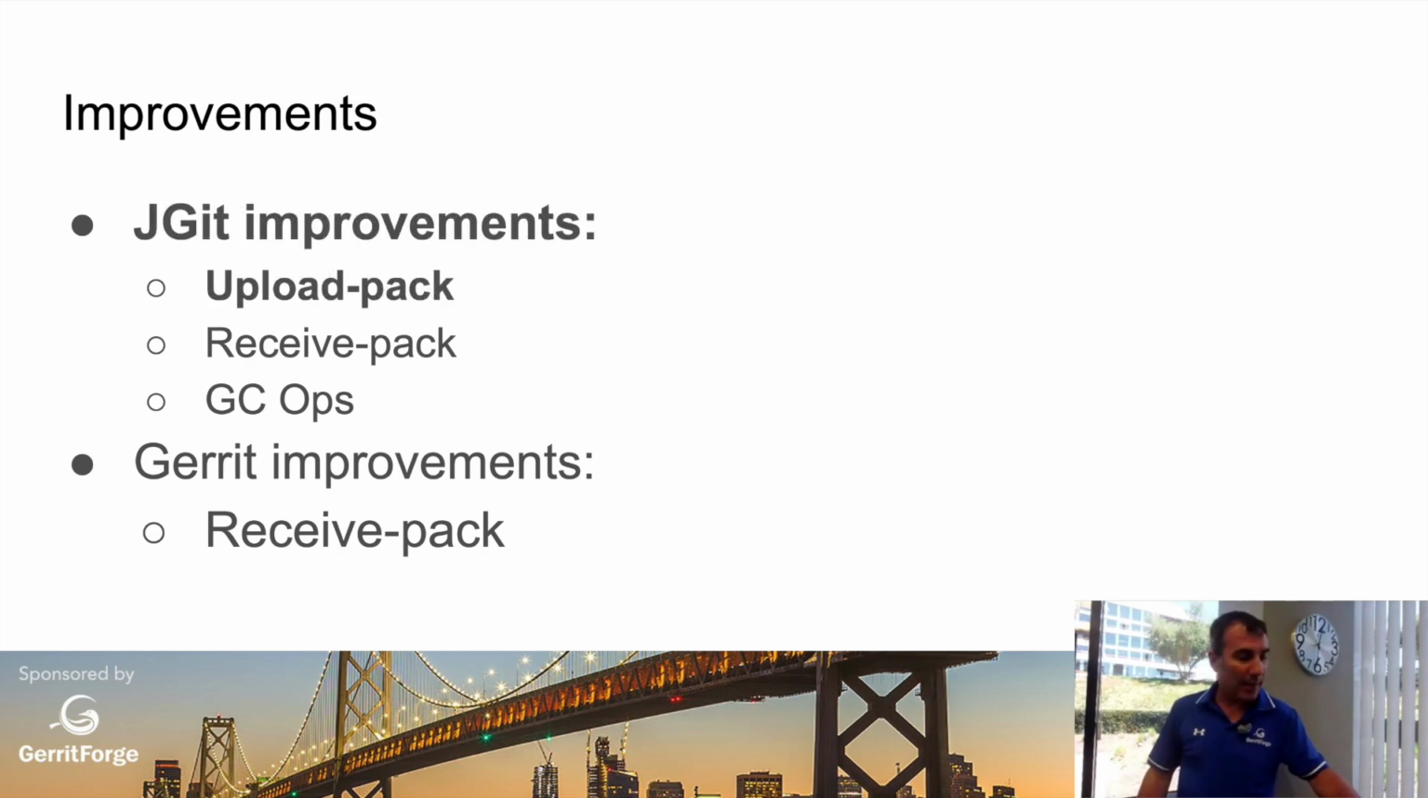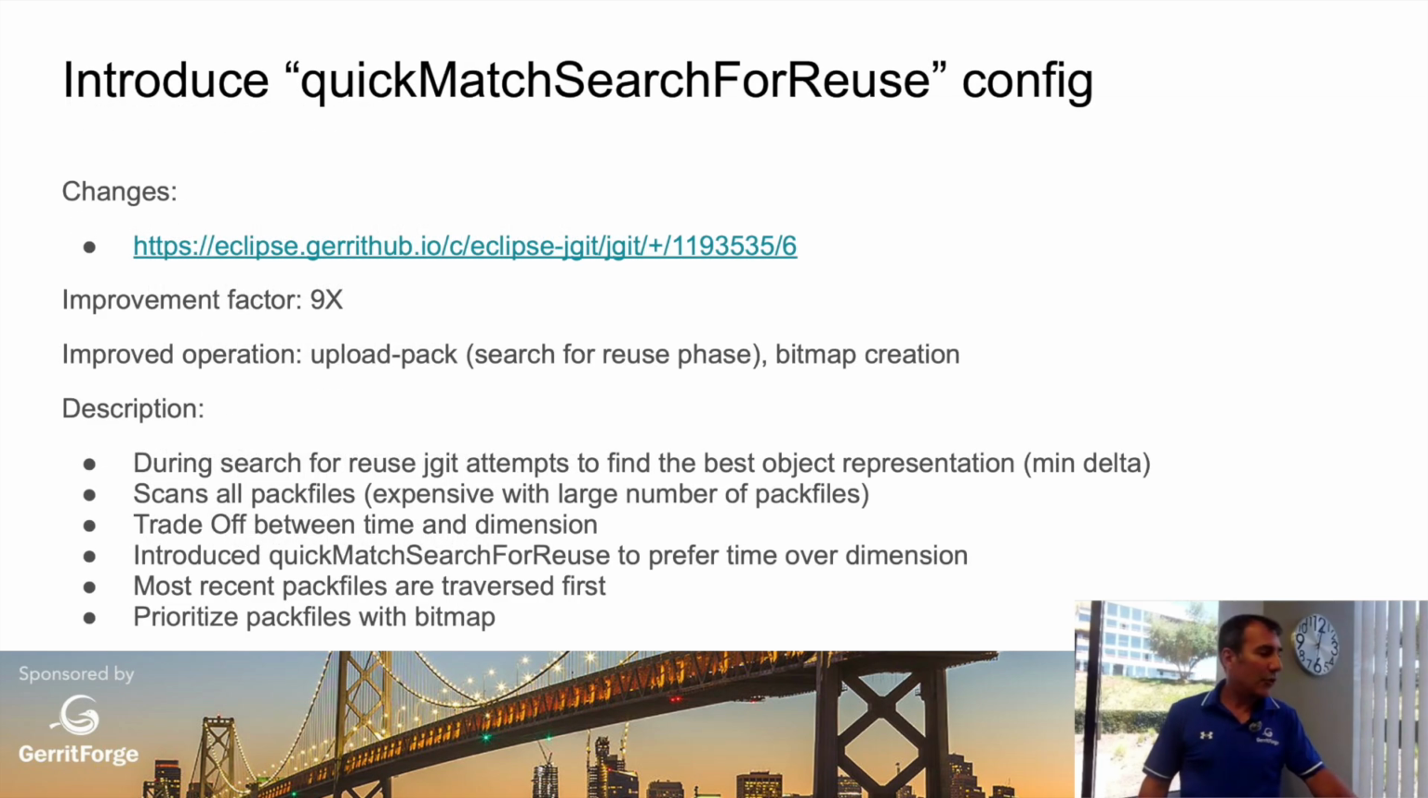Now, let's start with the upload pack for Git. The first change we introduced is this, as you can read, we basically introduced a configuration which is called quick match search for reuse config. So what this change does, as Dani explained before when he was explaining the search for reuse phase, Dani was saying, we need to go through all the pack files to find the best representation of the object that we are after.